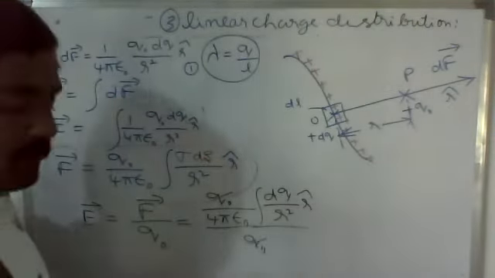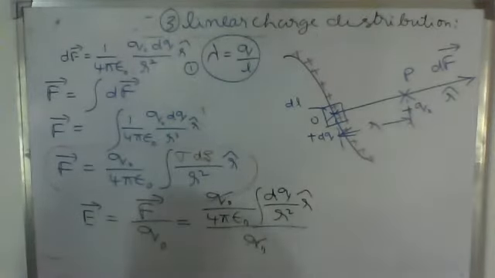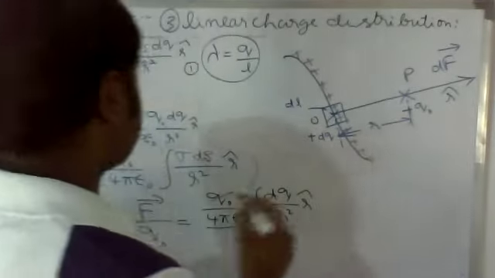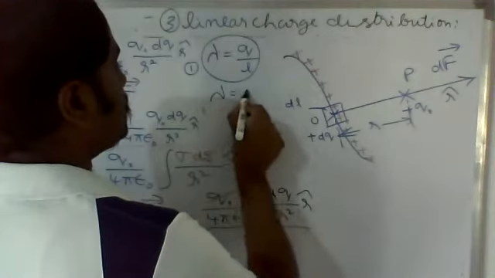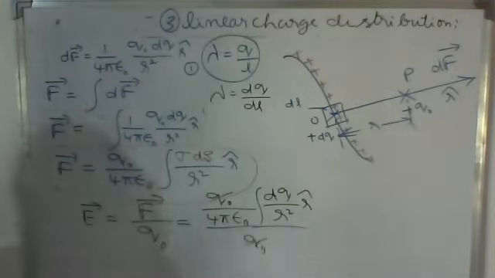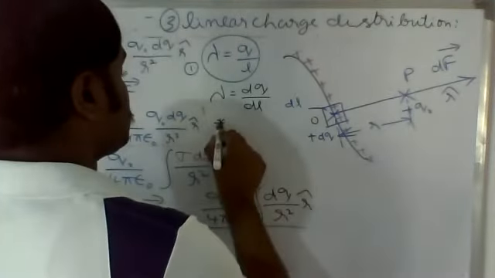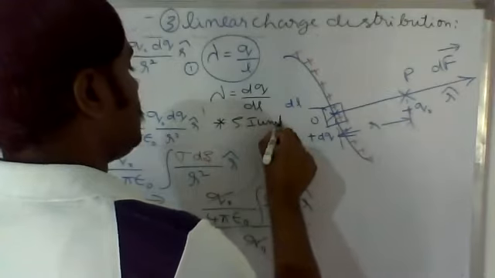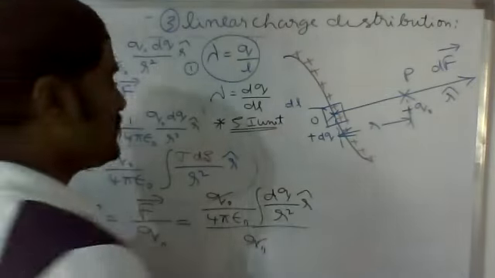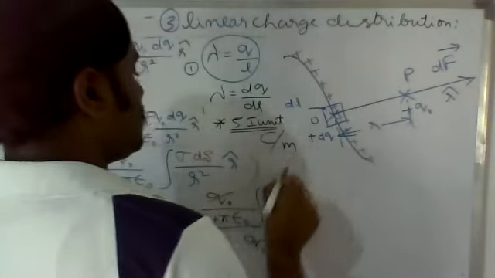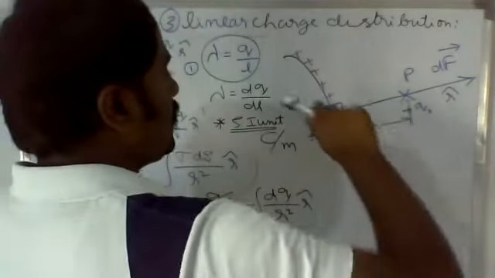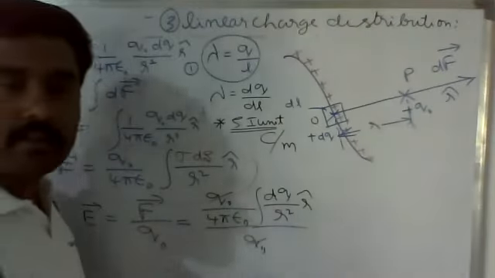So what is the meaning of linear charge density at a point? Linear charge density at a point means very simply the charge contained per unit length at that point. Lambda is the symbolic representation of linear charge density, and its SI unit is coulomb per meter.